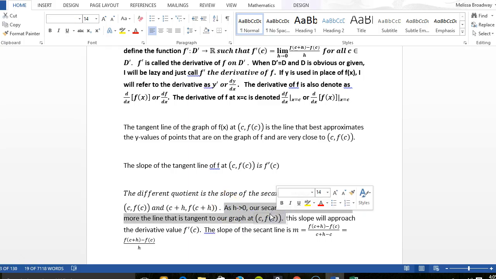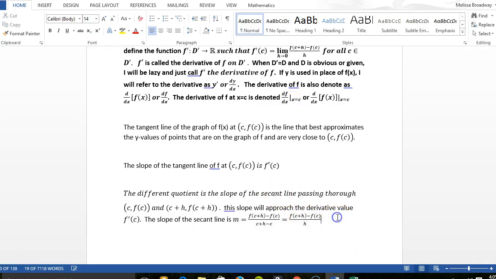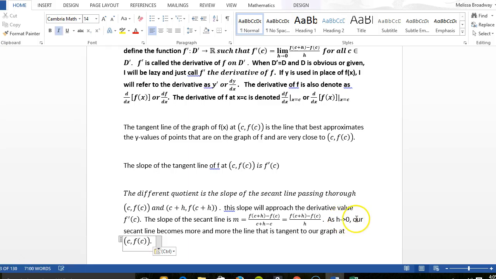Let me cut this. I don't want to put the cart in front of the horse, so to speak. Let me cut this and then put this right here. Now, as h goes to 0, our secant line becomes more and more like our tangent line to our graph at c, f of c. And I really should say it's the graph of f, but that's kind of obvious.